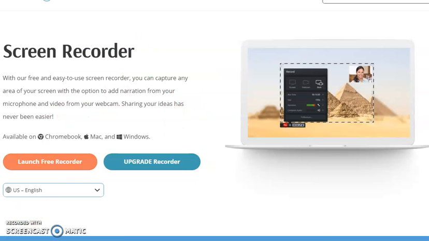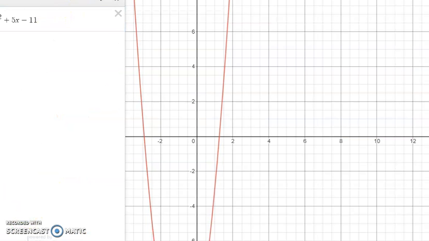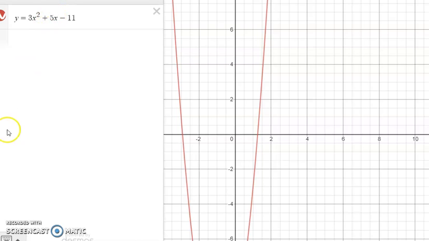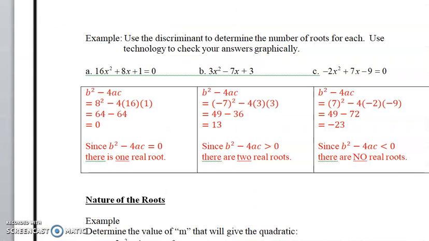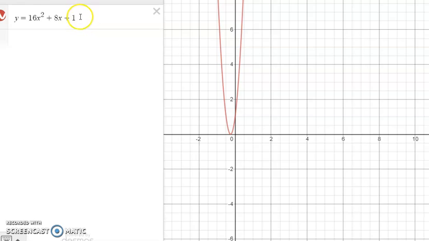Let's confirm this using Desmos. We plug in our quadratic, and sure enough, it comes down and touches the x-axis at one location. So yes, indeed, there is only one root.